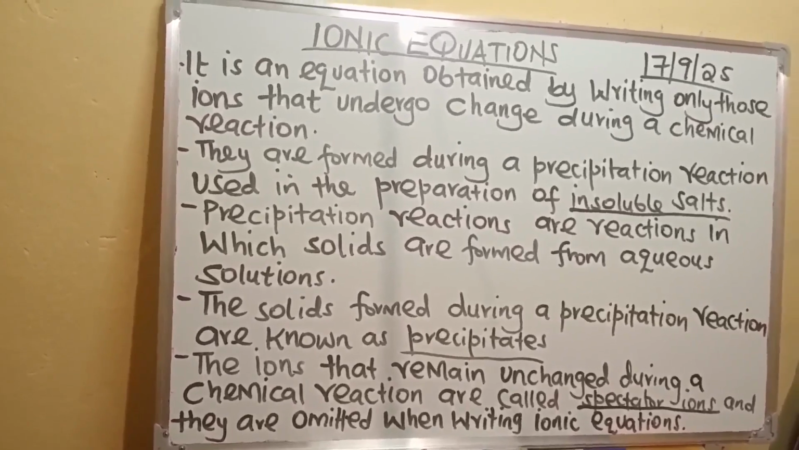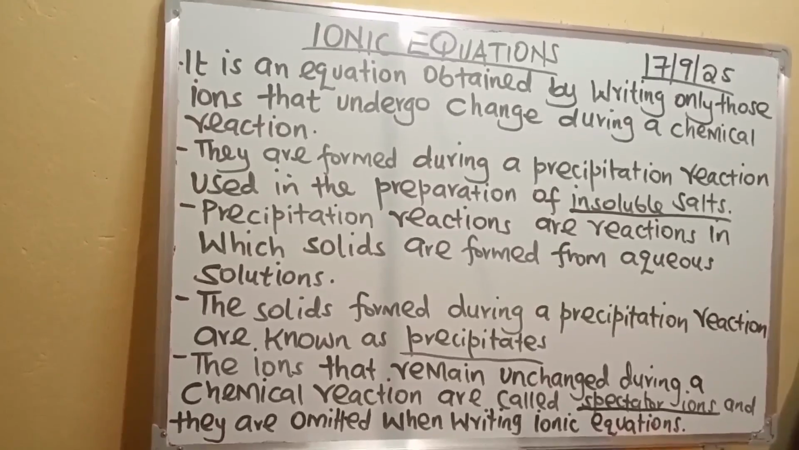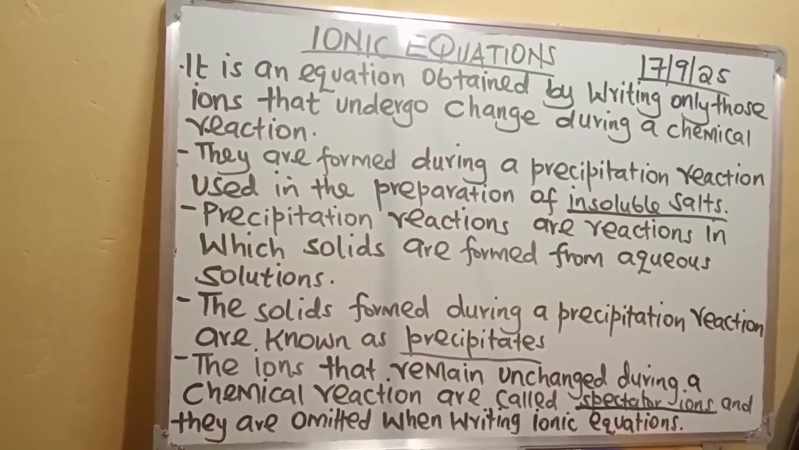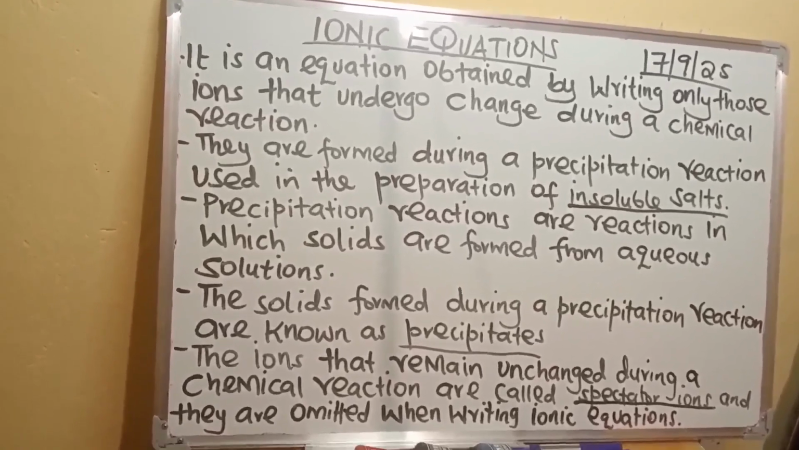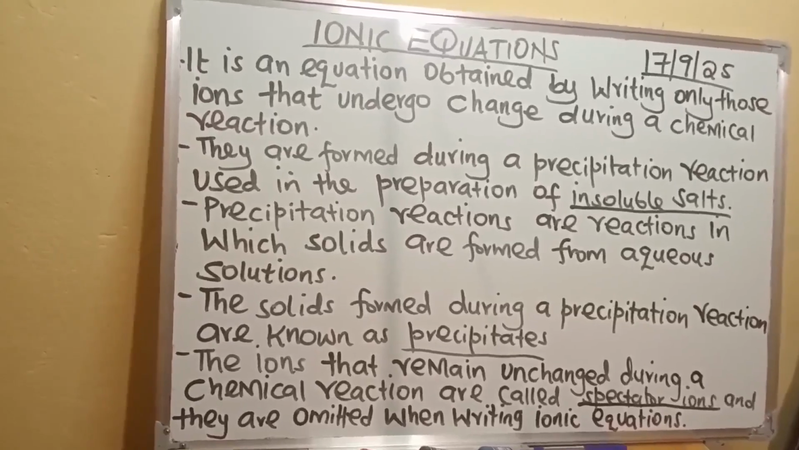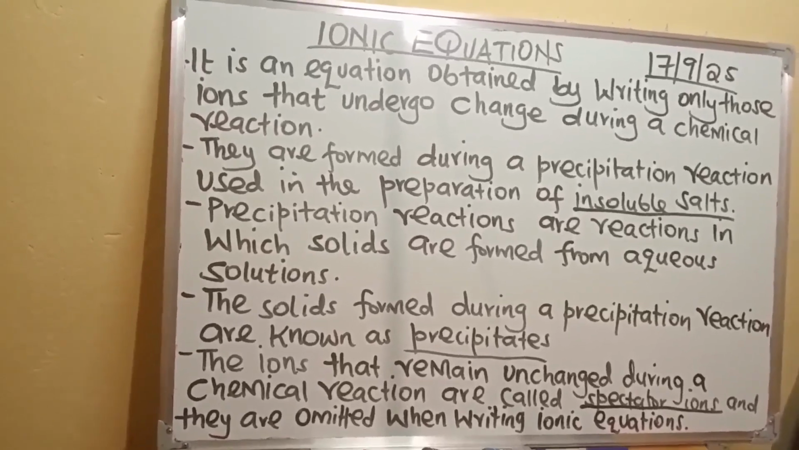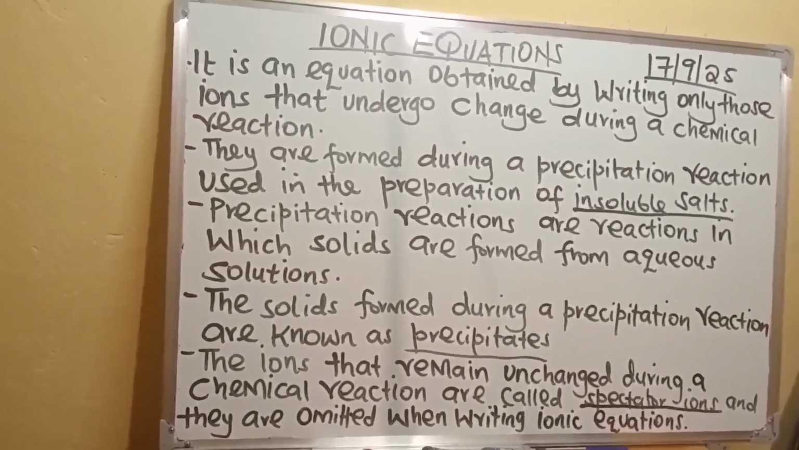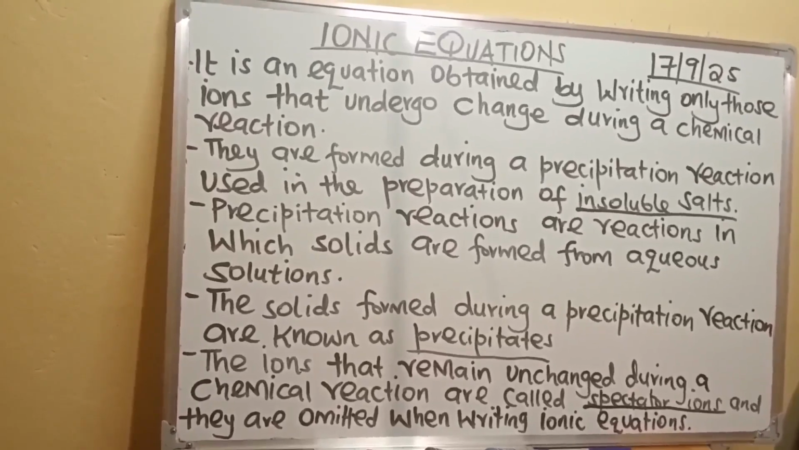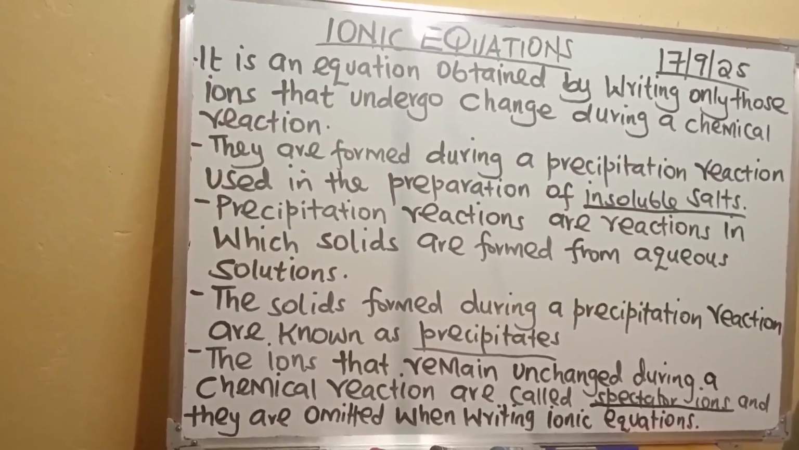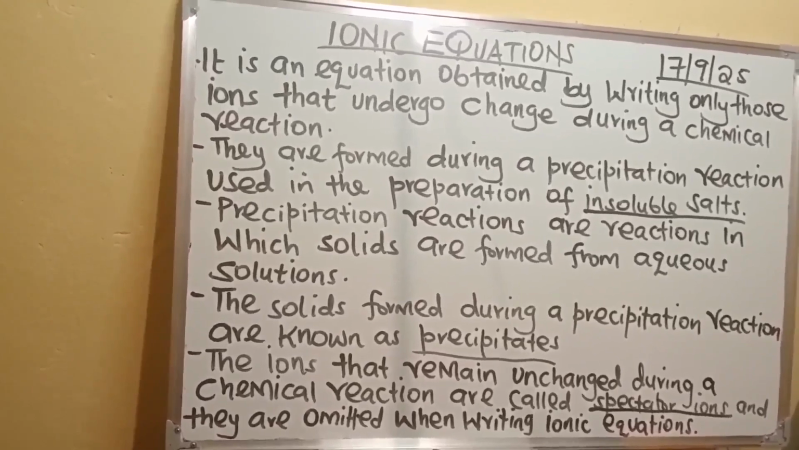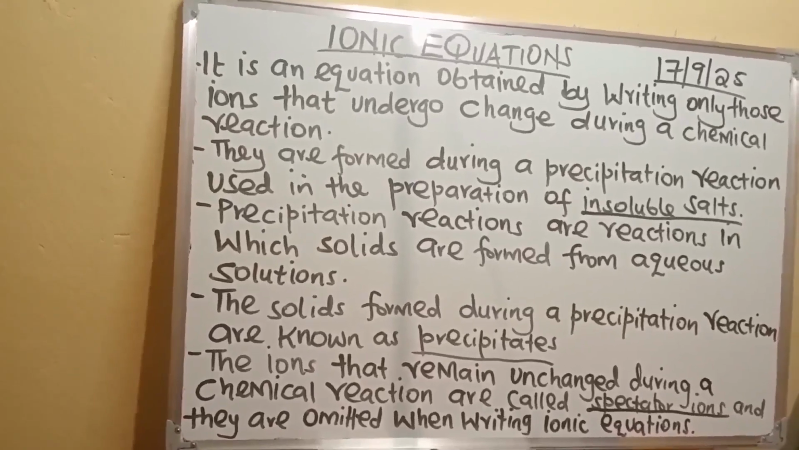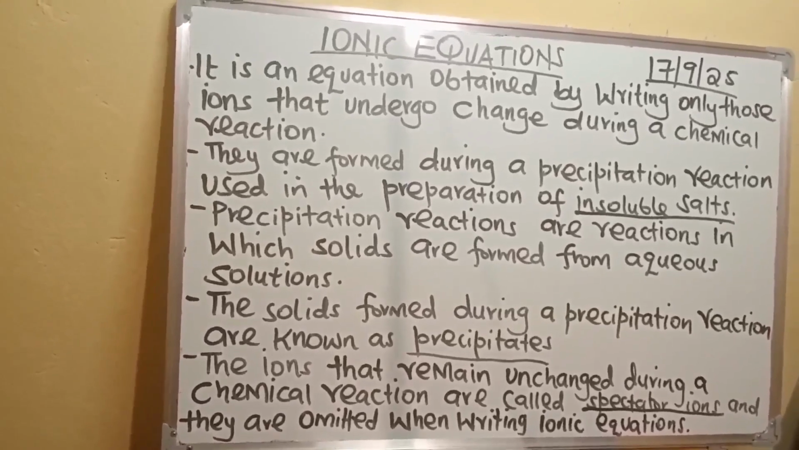These are equations obtained by writing only those ions that undergo change during a chemical reaction. They are formed during a precipitation reaction used in the preparation of insoluble salts. So note that we have the formation of insoluble salts. From our previous lesson, we already said that where we have insoluble salts, we put a state symbol, which is a small s in brackets.